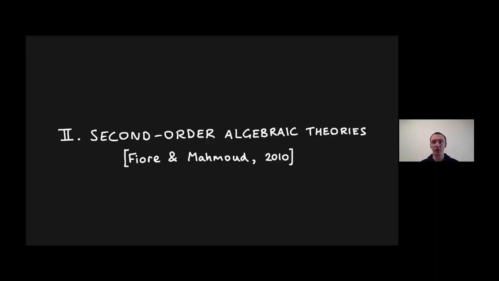I'm going to talk about extensions to algebraic theories now. This is a notion that's introduced by Fiore and Mahmoud in 2010. The idea is that we want to represent type theories as algebraic structures that are extended in some way. And the way we're considering them to be extended is by variable binding operators. I'm going to give some examples so you can see what I mean.